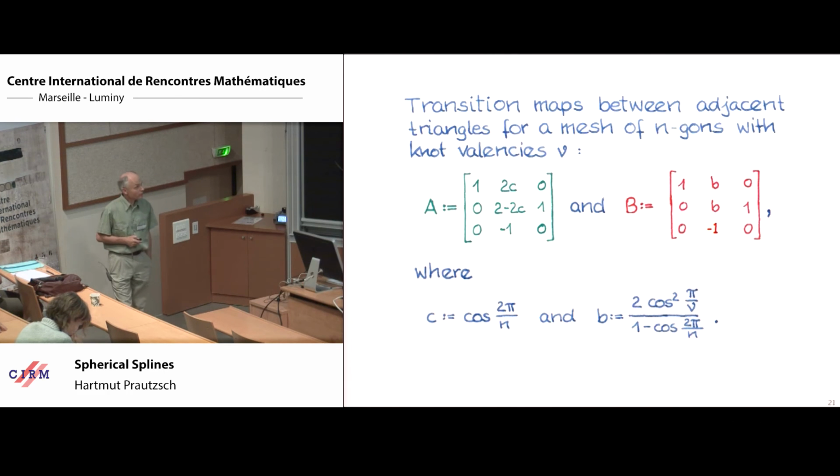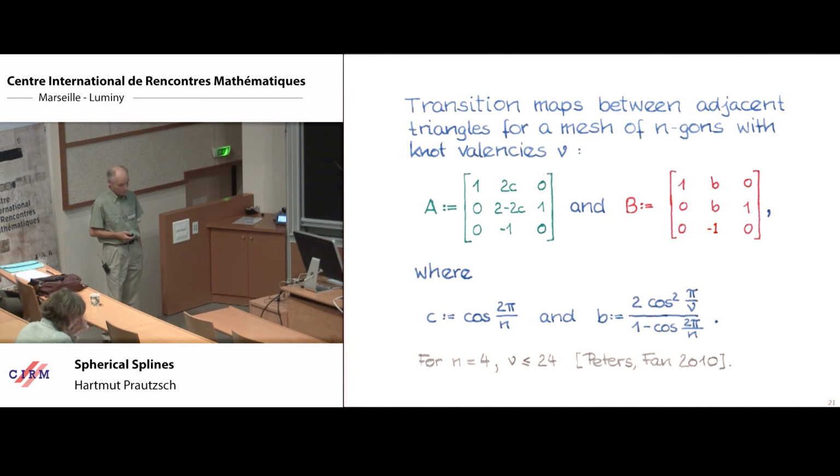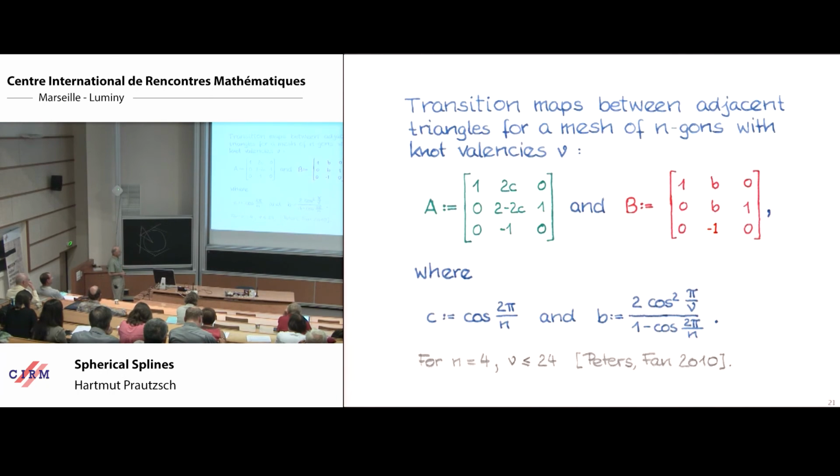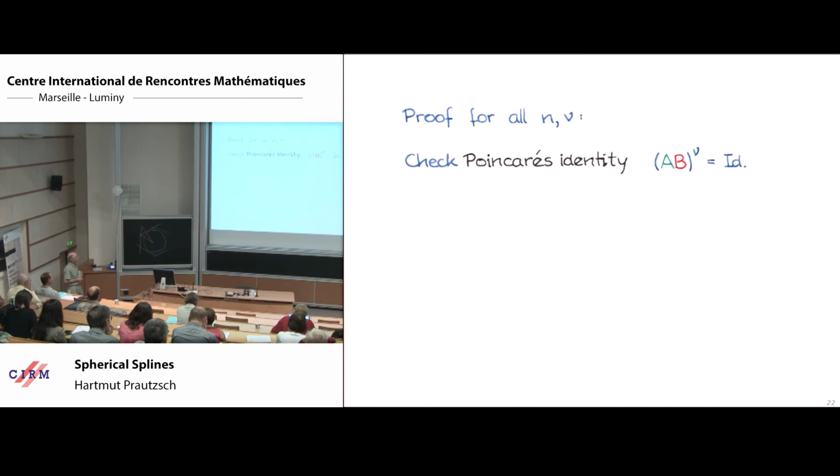This has also been found by Jörg Peters for quad meshes, and then checked for valences up to 24. They derived it completely without hyperbolic geometry, even without homogeneous representations, purely algebraically, and it's amazing how they did it. And then they had to check it for each valence, so they had to stop at some point. But there's a nice proof of it, very simple.